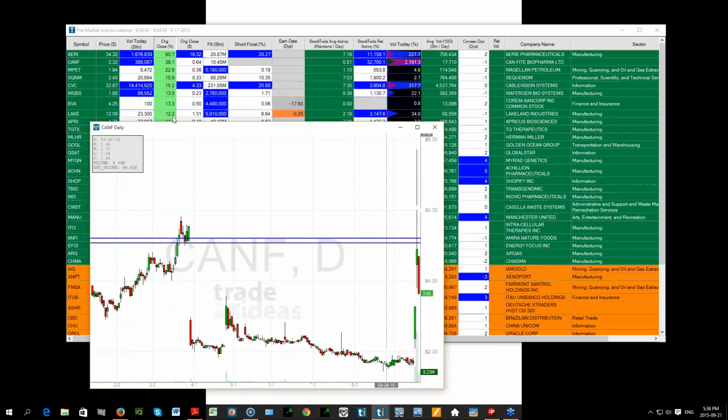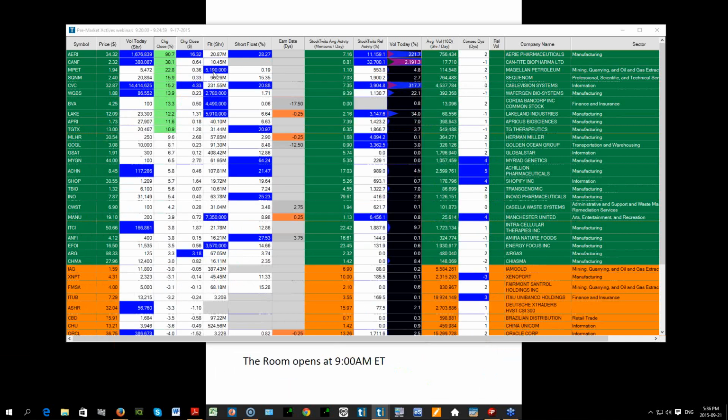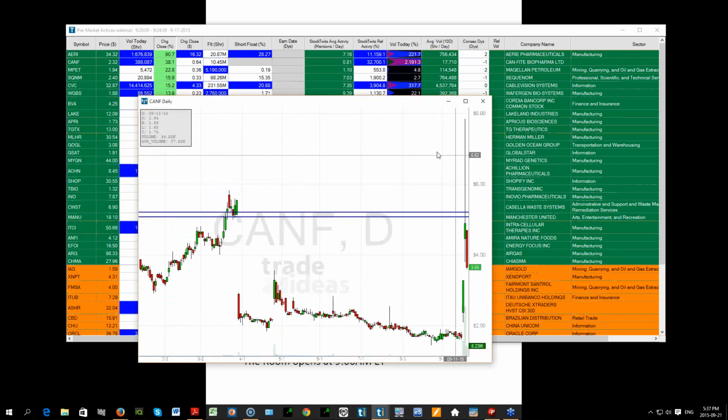But the thing about the float is that if you have a stock with a very low float, and I don't even know what the news was, but it's trading abnormal volume. People want the stock, and there's not a lot of shares to go around. That's what makes a stock just take off like this. When there are not a lot of shares to go around, it will absolutely take off.